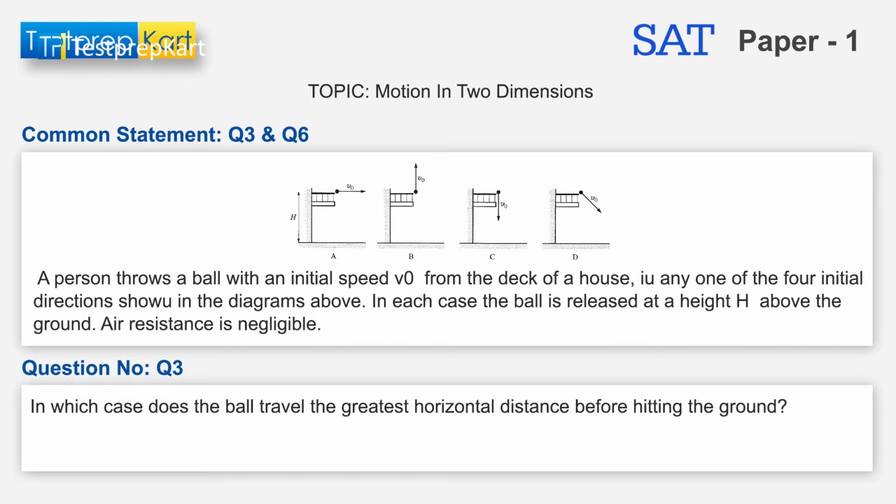So for questions 3 to 6, there is a common statement that a person throws a ball with initial velocity v0 from the deck of a house. Okay, and for all the projections, the directions of projection are different and the height of projection is the same, that is h. So let's start with question number 3. In which case does the ball travel the greatest horizontal distance before hitting the ground?